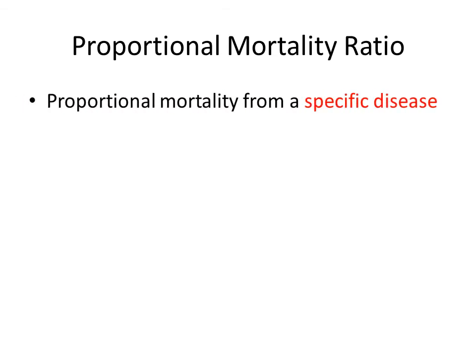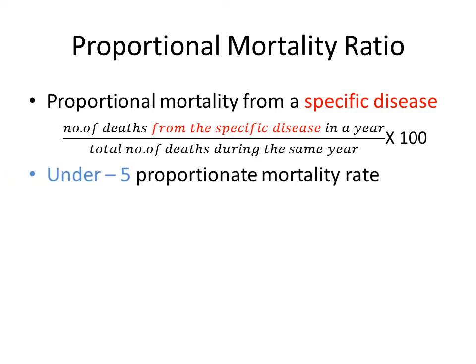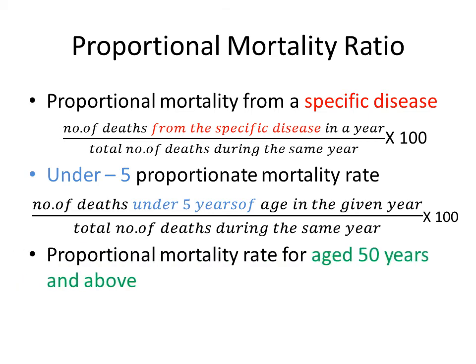Proportional mortality ratio from a specific disease would be number of deaths from the specific disease in 1 year divided by the total number of deaths during the same year into 100. Under 5 proportionate mortality rate is number of deaths in the under 5 year age group in the given year divided by the total number of deaths during the same year into 100. That is, what percentage of total deaths are under 5 years of age.